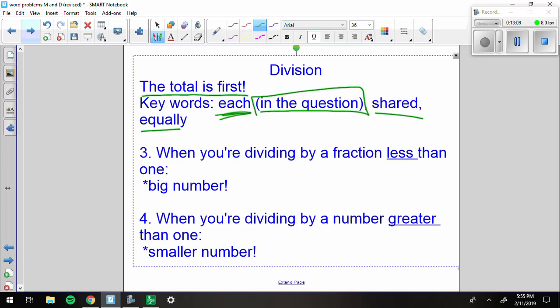Type 3 is when you're dividing by a fraction less than 1, you're going to get a bigger number. But when you're dividing by a fraction greater than 1, you're going to get a smaller number. That's very important to keep in mind. When you're dividing by a fraction less than 1, you're going to get a bigger quotient. But if you're dividing by a number greater than 1, like a mixed number, you're going to have a smaller number, a smaller quotient. All right, we have 4 problems left. Let's power through these.